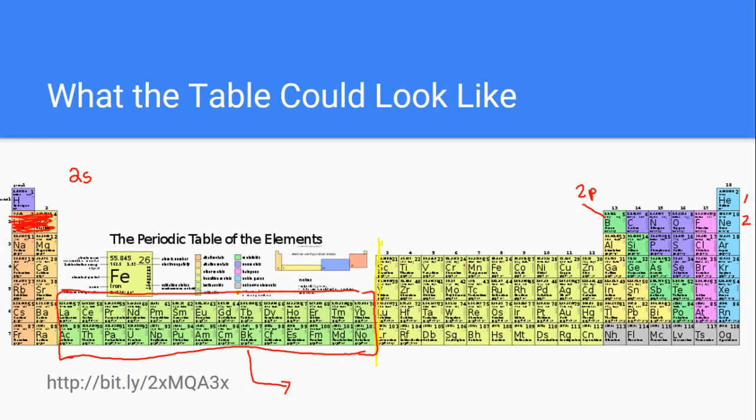If I ask you what chromium right here would end in, well, then you would look at it and you would go, it's the 4th row, and it's the D block, but I know I have to take away 1. It's not 4D, it'll end in 3D. Chromium will end in something 3D. That'll be the final sublevel that it has.